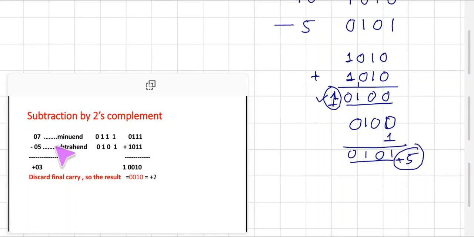So here is an example. Let us consider 7 minus 5. So this is the minuend, and this is the subtrahend. The corresponding 0111 represents 7, and 0101 represents 5. The minuend is kept as it is, which is a positive number, and here it is a negative number. What we have done is we have taken the 2's complement. Remember that the subtrahend is 0101.